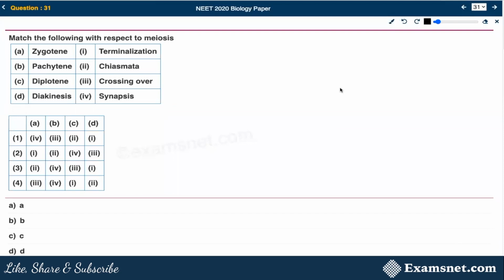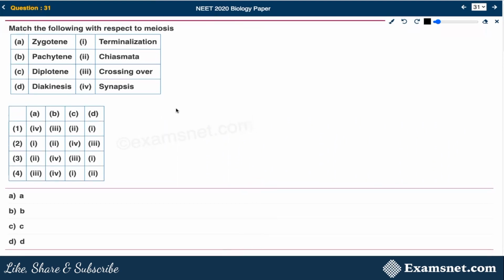So let's talk about the next question, which is question number 31. It says you have to match the column with respect to the process of meiosis. This question is related to the chapter of cell cycle and cell division. The stages are zygotene, pachytene, diplotene, and diakinesis. All these are the stages, or phases, of prophase 1 of meiosis 1.